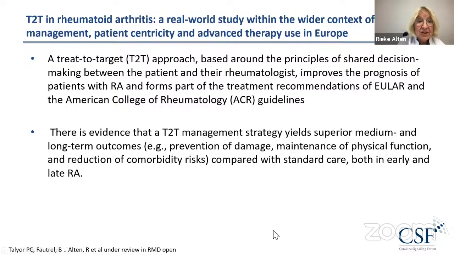So the treat-to-target approach, as mentioned, is based around the principles of shared decision between the patient and the rheumatologist, and it improves the prognosis of patients with rheumatoid arthritis and forms part of the treatment recommendations of EULAR and also of the ACR. And there is great evidence that a treat-to-target management strategy yields superior medium and long-term outcomes, prevention of damage, maintenance of physical function, and also reduction of the burden of comorbidity compared with standard of care, both in early and late era. Next, please.